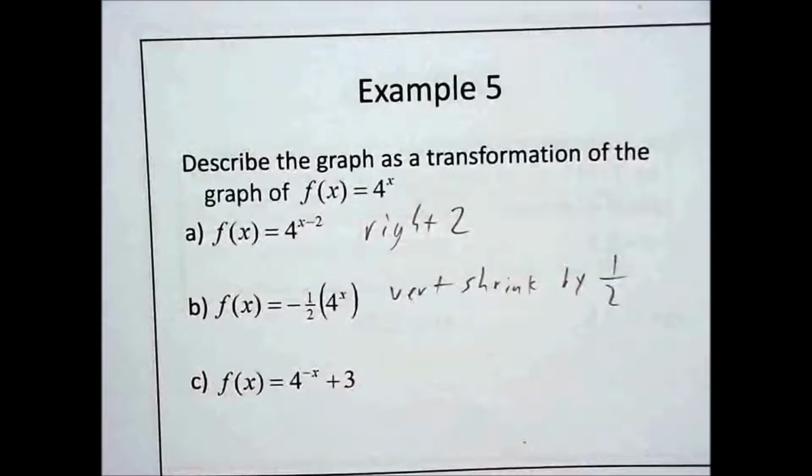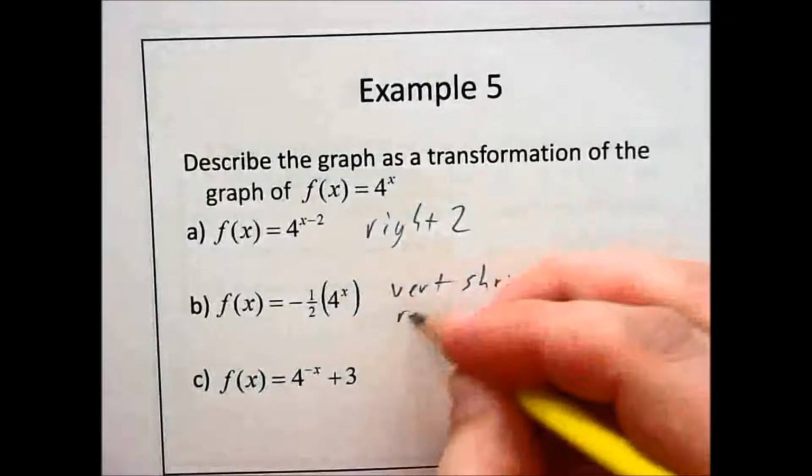And what about the negative, though? Flip it how? It's out front, so it's affecting it vertically or horizontally? Vertically. If it's on the x, that's when it affects it horizontally. When it's on the entirety, that's going to affect it vertically. So it's going to reflect vertically, which is over what axis? The x-axis. So it's also going to reflect over the x-axis.